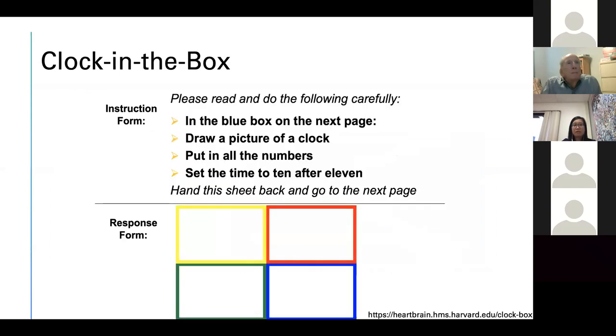In terms of the clock in the box test, you ask the patient in the blue box to draw a picture of the clock, put in all the numbers and set the time to 10 after 11. And this will test more of executive function for these patients. And there's a scoring system where you score them based on whether they put the clock in the right box and then how well they drew their clock.